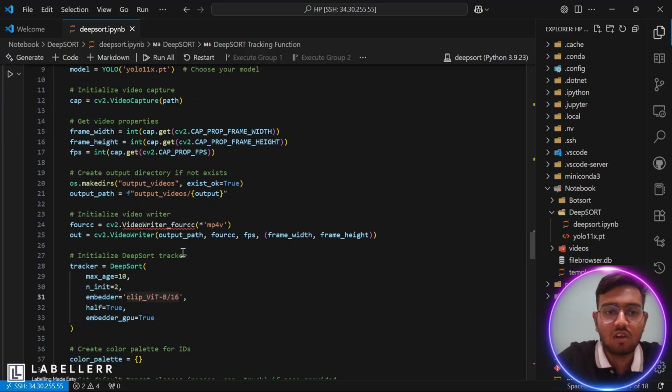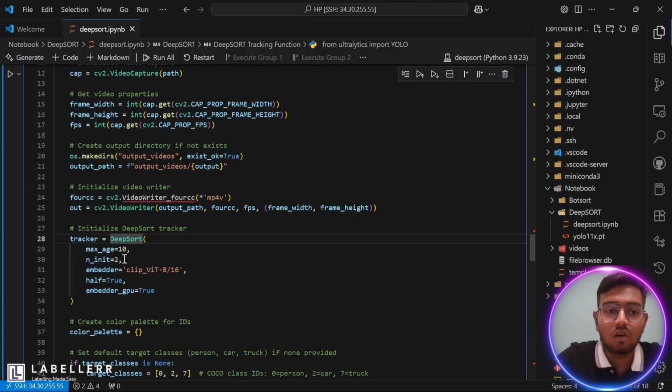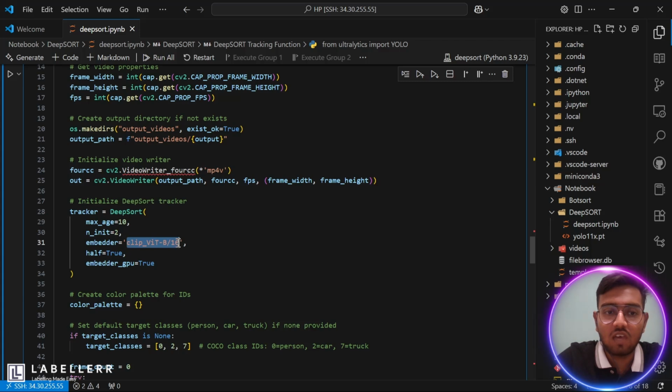Here, as you can see, I initialize the deep sort tracker. This tracker has a max age argument, meaning how many frames it will look before predicting the next frame, and the minimum number of detections required to start the tracking, which is two. Then an embedder, which is a re-identification model that helps me extract features from objects to keep track of them, which is CLIP ViT I'm using. And these are the arguments you will need for deep sort.